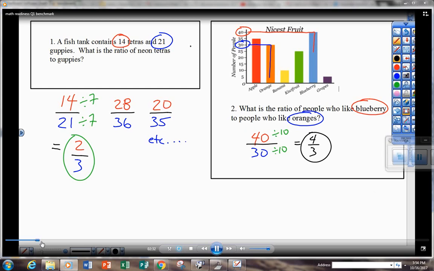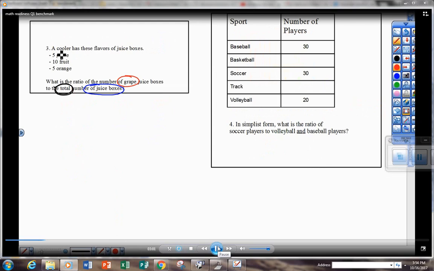Problem number 3. For this, it's having you compare the ratio of grape to the total of the juice boxes. So on this, find the grape number. That number is going to go on top over the total number of juice boxes. So 5 plus 10 plus 5. That total goes on the bottom. So 5 to the total number of juice boxes. So 5 on top, 5 plus 10 plus 5 gives me 20 on the bottom.